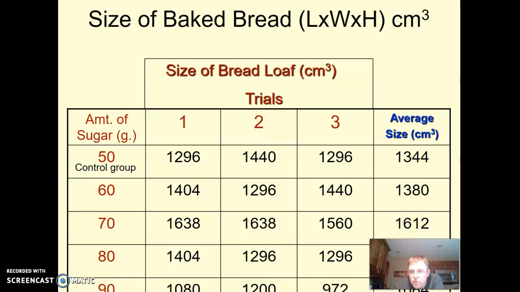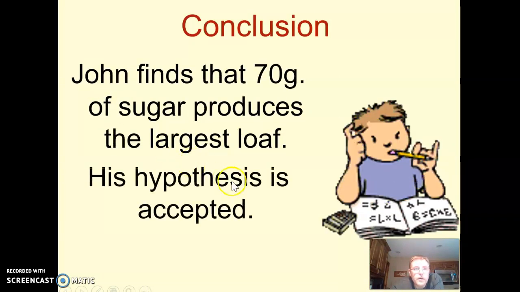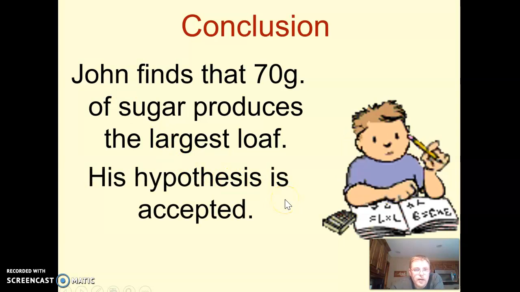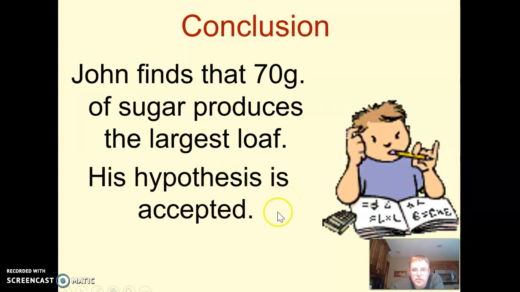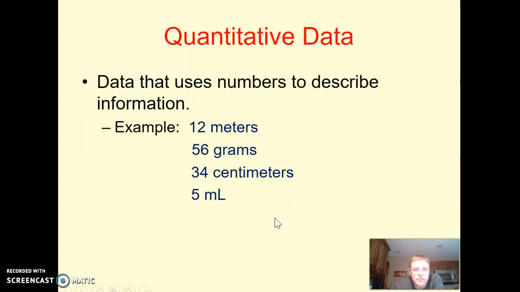Biggest number is right there. So that is 70 grams. A little bit better than what Grandma's recipe had, right? So 70 is just a little bit better. Let's see. So he accepts his hypothesis here. He found that 70 grams of sugar produces the largest loaf, and so I guess he can do a little bit better recipe than what his grandma did there, right?